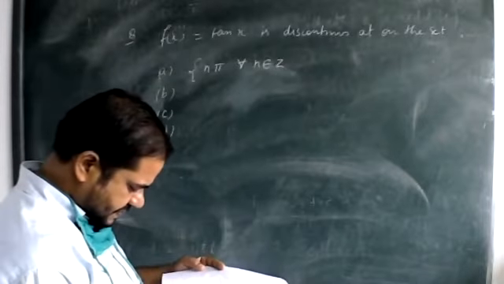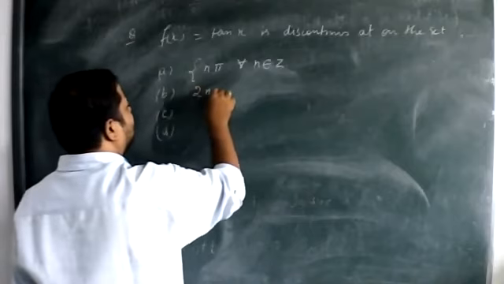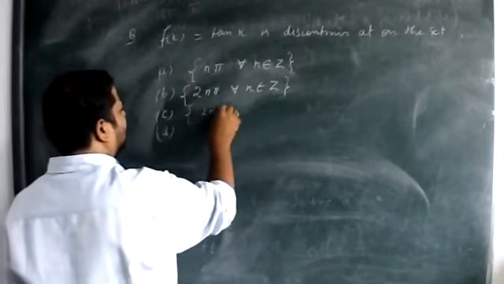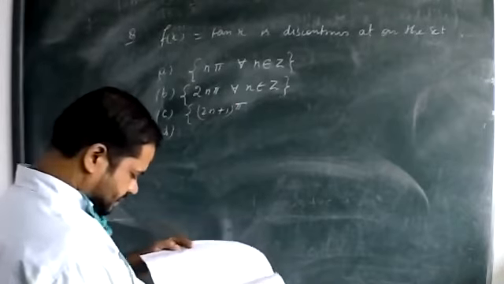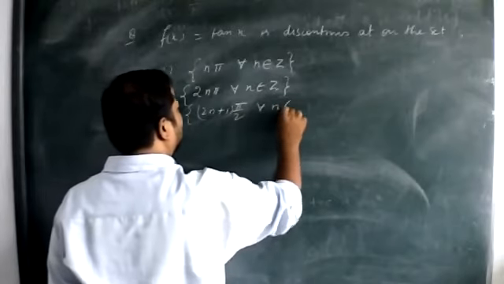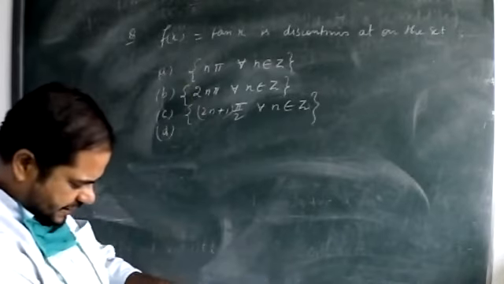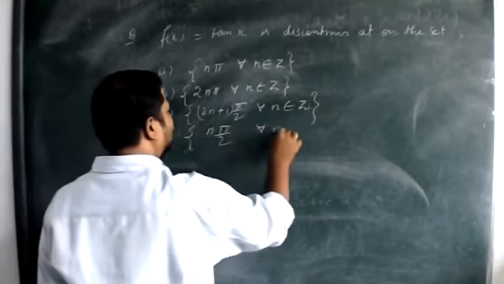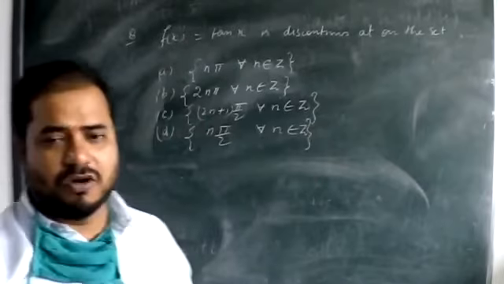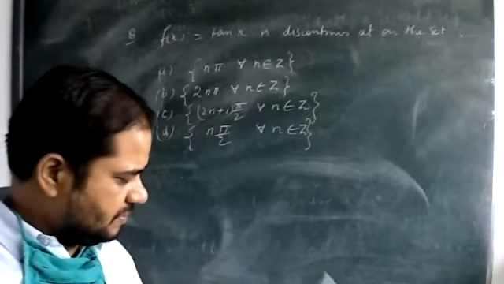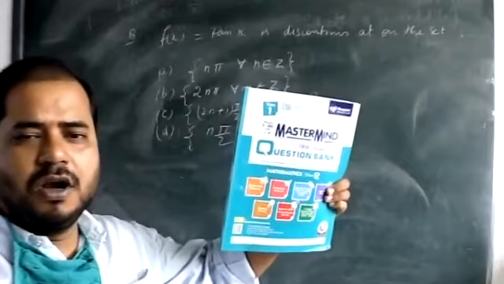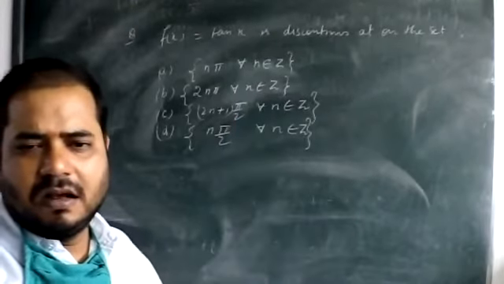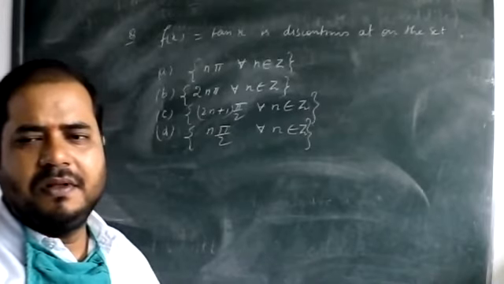Second set is 2n pi for each n belongs to Z. Third set, (2n plus 1) pi by 2 for each n belongs to Z. And the fourth set is n pi by 2 for each n belongs to Z. Please note down the question also, because these are important questions. Maybe this is from this book, so if you want, you can buy it. Blueprint, Samadhan, 1500 plus multiple choice questions are there. So please note it down.